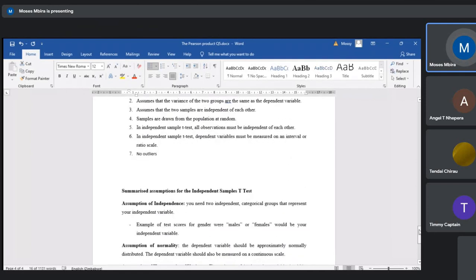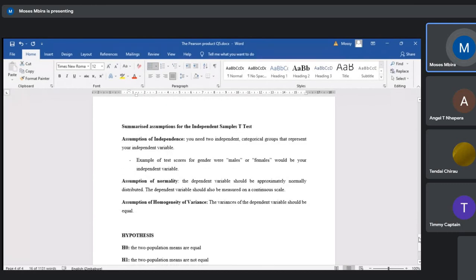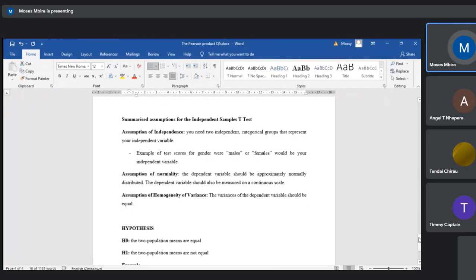So let me just read the summarized assumptions of the independent samples t-test. Assumption number 1 is assumption of independence. You need 2 independent categorical groups that represent your independent variable. I've also included an example of that. Then the second assumption is assumption of normality. The dependent variable should be approximately normally distributed. The dependent variable should also be measured on a continuous scale.